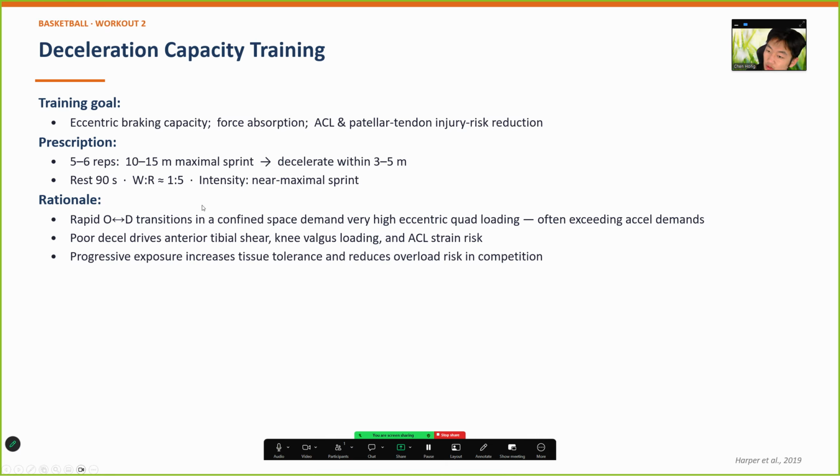Rapid offense to defense transitions in a confined space demand very high eccentric quad loading, often exceeding acceleration demands. Poor decel drives anterior tibial shear, knee valgus loading, and ACL strain risk. Progressive exposure increases tissue tolerance and reduces overload in competition.